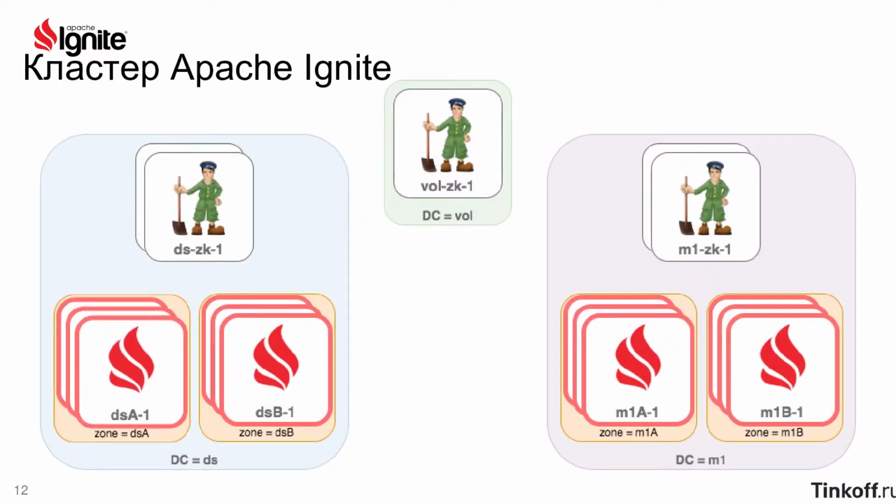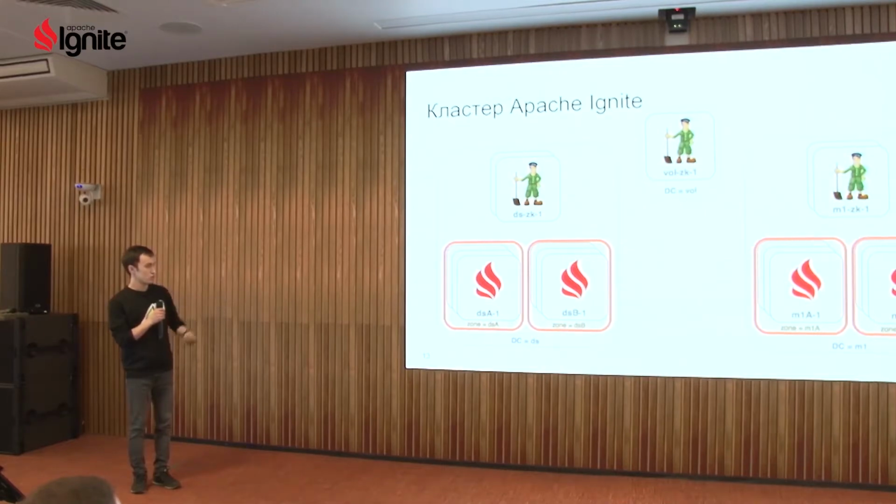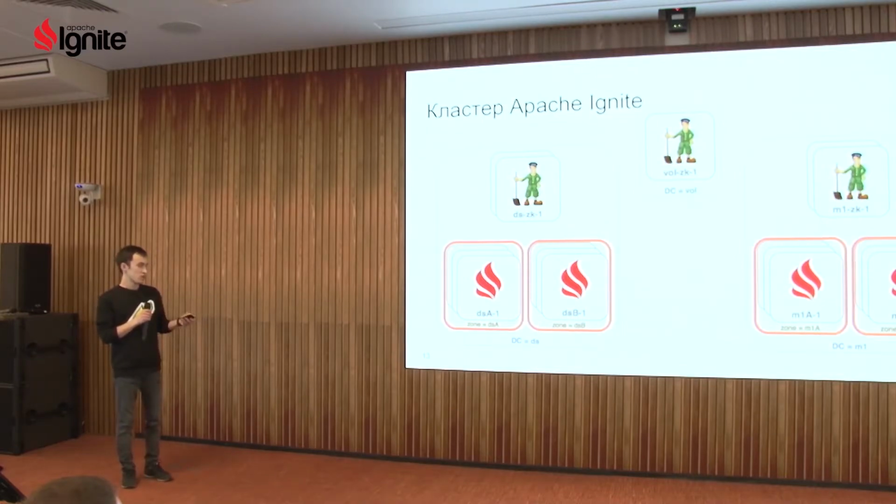Also, we have 12 nodes of Ignite, 6 per data center. Our Ignite nodes are divided into groups. We call them zones. Each zone stores a full copy of cluster data. We have 4 zones. As a result, our Ignite cluster has 4 copies of data, 2 copies per data center.